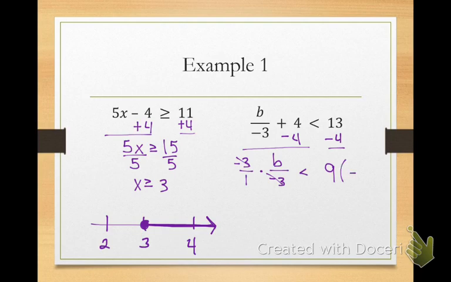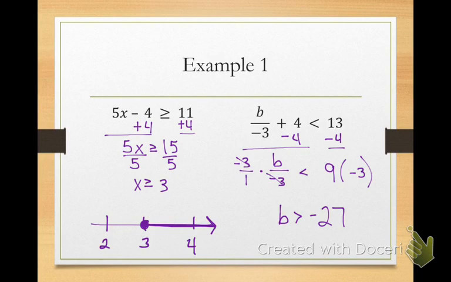Can anybody tell me what the answer would be? Just read the answer once I do that multiplication. Maddie? B is less than -27. Okay, B is less than -27. What do you guys think? Someone's shaking their head. Samuel? B is greater than -27. Oh my goodness. Why would I switch my inequality like that?